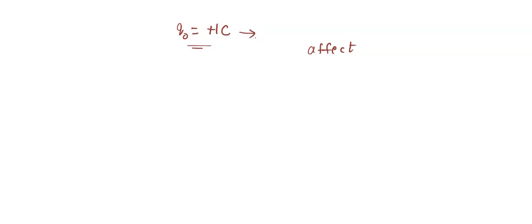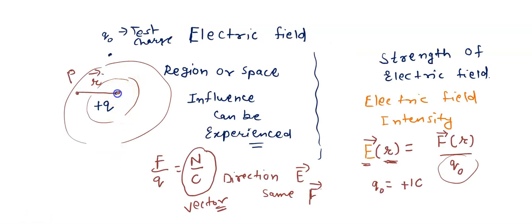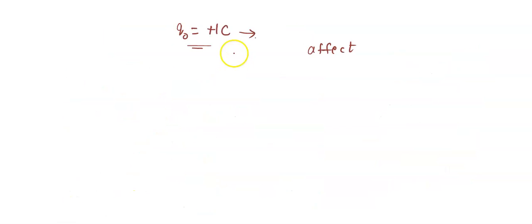What does it mean? See, this is the source charge, and the other one is called the test charge. Do remember that because the test charge is 1 coulomb, which is a great value, it may affect the source charge itself. So we need something other than a 1 coulomb charge, and for that a new definition of electric field is given.